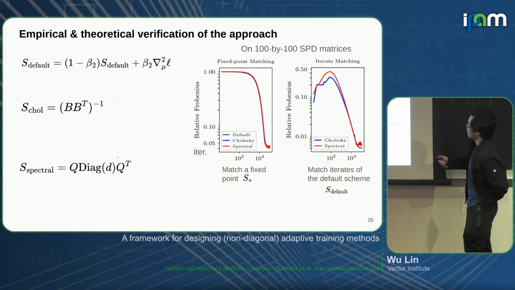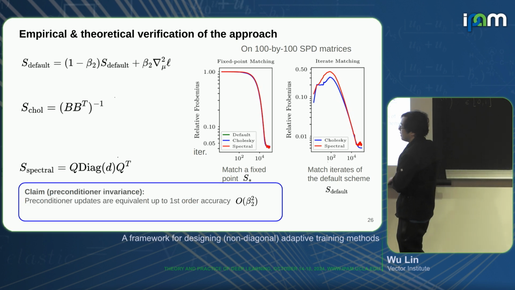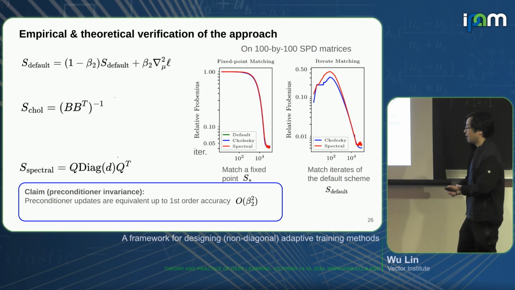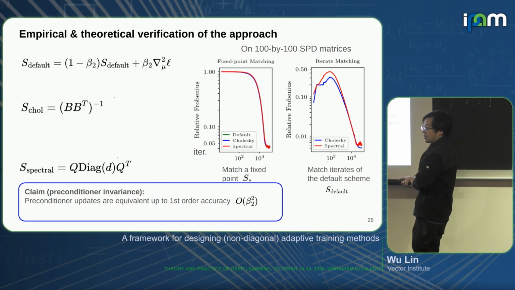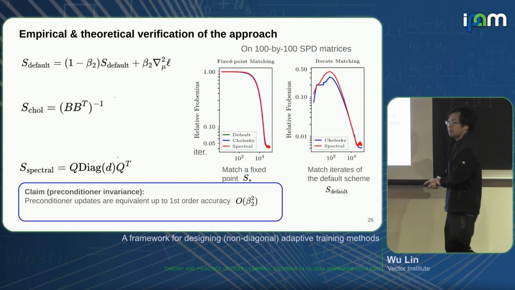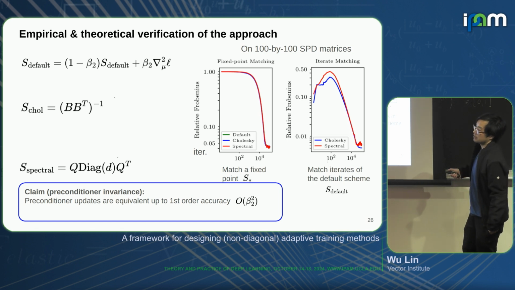Here the x-axis is the iterations, and the y-axis is the distance measuring the difference between the ground truth and our estimation. In theory, we can show that these three update schemes are equivalent up to first order accuracy with respect to beta 2, and we assume that beta 2 is small enough. So when beta 2 is small enough, we can consider these three update schemes equivalent, at least up to first order accuracy.